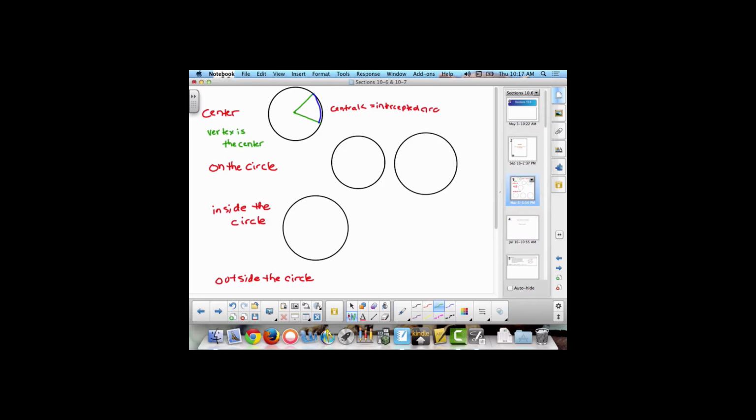The other angle that we've already learned about was the inscribed angle. Remember that the vertex was on the circle and the sides were chords of the circle. This was the intercepted arc, and we learned that the inscribed angle was equal to 1/2 its intercepted arc.